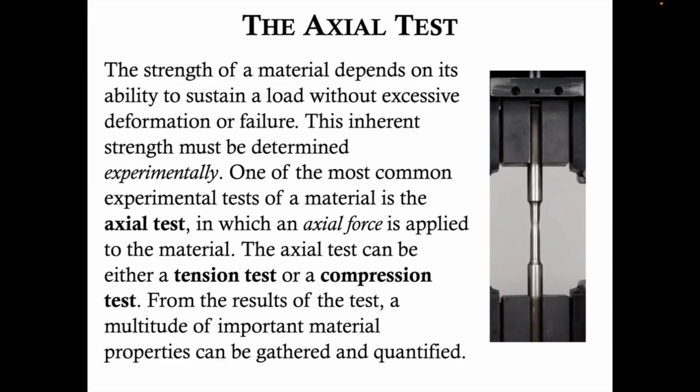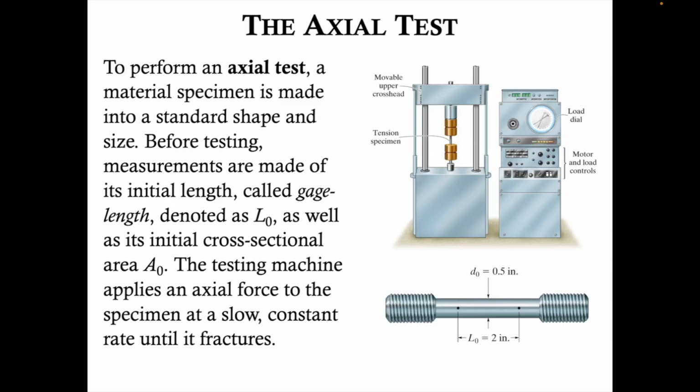The axial test can be either a tension test or compression test. From the results of the test, a multitude of important material properties can be gathered and quantified. To perform an axial test, a material specimen is made into a standard shape and size. Before testing, measurements are made of its initial length as well as its initial cross-sectional area A0.